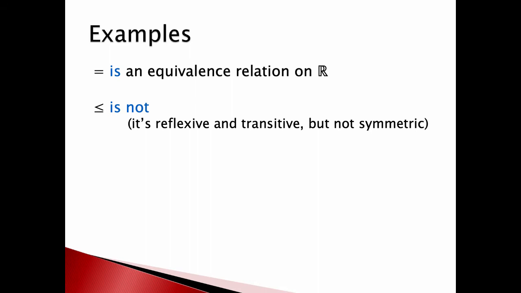The reason is it's reflexive, right? Because a number is less than or equal to itself. And it's transitive because if x is less than or equal to y, and y is less than or equal to z, then of course x would be less than or equal to z. But it's not symmetric because you can't flip it. If x is less than or equal to y, that doesn't automatically tell you that y is less than or equal to x. In fact, that's generally not true.